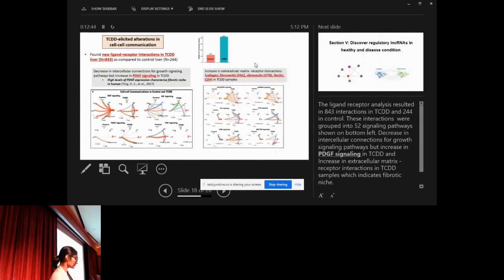And some of the key giveaways here is that we see a decrease in connections for growth signaling in TCDD as compared to control, except for PDGF signaling, which increased in expression. And what was striking here was a major increase of extracellular-based signaling pathways like collagen, VPN, laminin signaling, etc., which were dramatically increased in TCDD as compared to control. The explanation for that is that these are the signaling pathways responsible for extracellular matrix deposition that eventually leads to fibrosis.